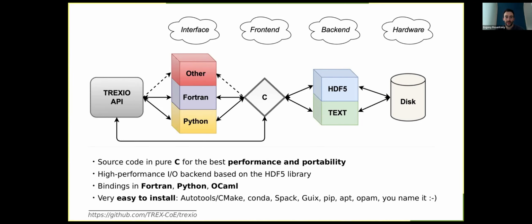And then we have developed several bindings. We have Fortran, Python, and OCaml interfaces. And we have invested a lot of time in making TREX easy to install. So you can find it on almost any package manager that is currently used in the community. And you can, of course, install it also from source using AutoTools or CMake build systems. The source code is on the TREX COE GitHub, and you can go there and find more details about the installation.